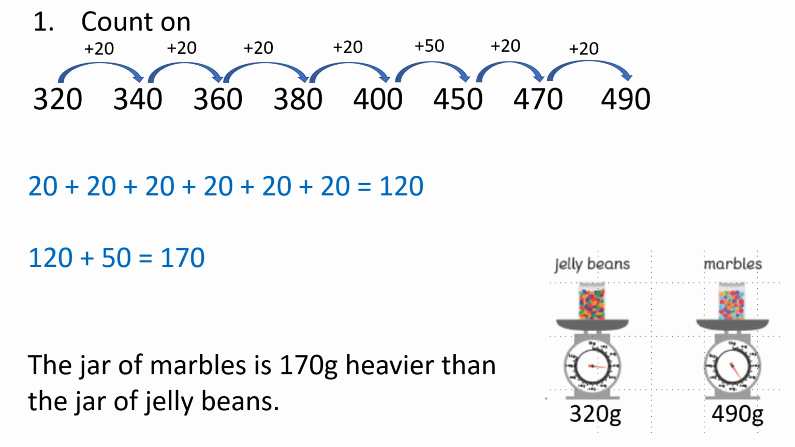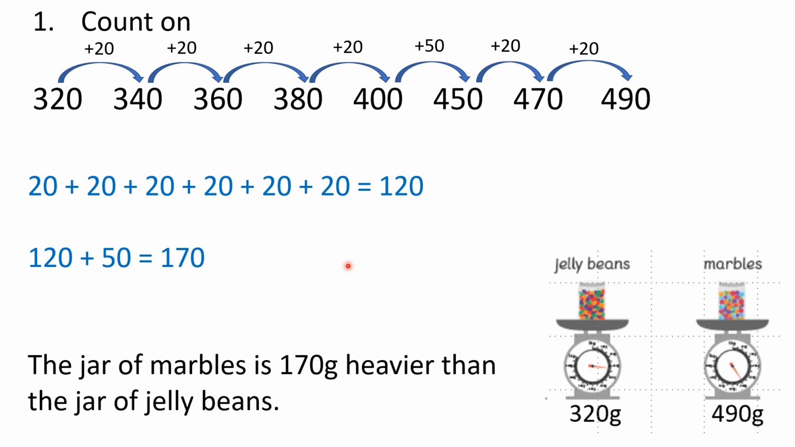Okay, so I'm going to talk about two different ways that we could find that difference between the two masses. I've got a picture of them here to remind us. Remember, we're finding the difference between 490 grams and 320 grams. Now, I have just talked about subtraction. However, we can also find that difference by using counting on. And when we're counting on, we're using addition. And for lots of us, sometimes that feels a bit more comfortable.